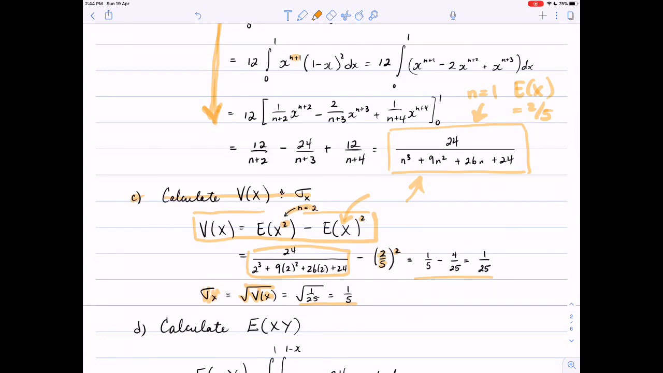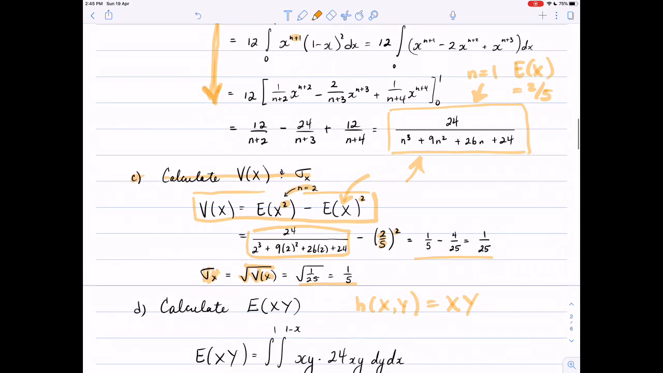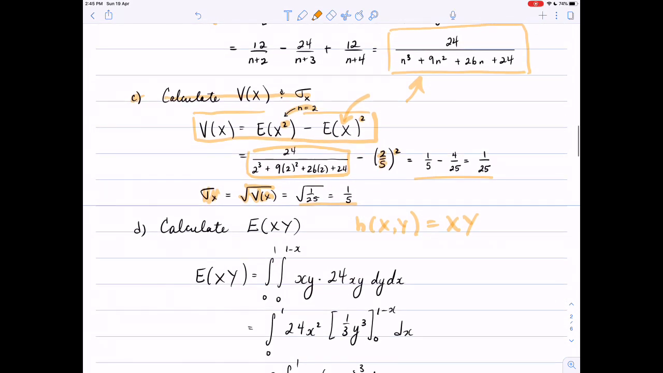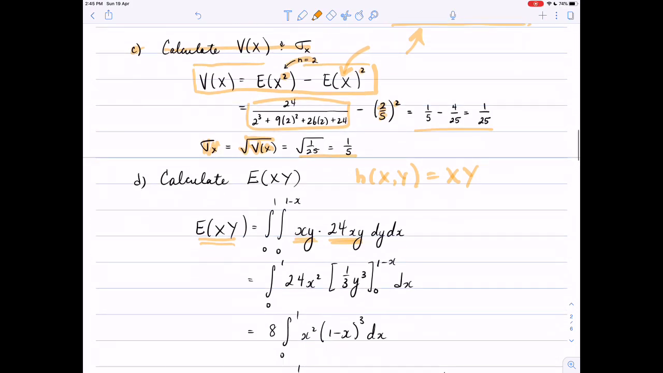There is no reason, right? This is supposed to be a function h of x, y. There is no reason to limit it to functions of x. So x times y is a function of x and y, and the same thing here. So the expected value of x times y is, well, x times y times the density. It's the same thing over and over again. Of course, the details change, the details of the integral, depending on what you plug in right here.